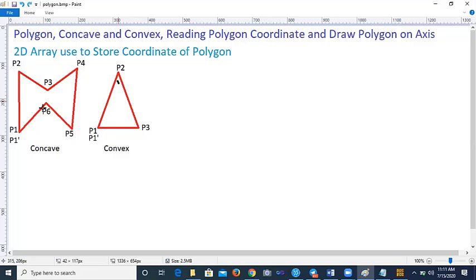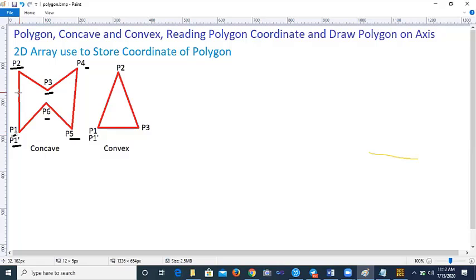Here I have used the points. See, the P1 point, P2 point, P3 point, P4, P5, P6, and again I am using P1 dash. So why am I repeating this P1 point 2 times? Because whenever I wish to draw the polygon, this P1 point, the first point, you have to call 2 times. First P1 and then P1 dash.